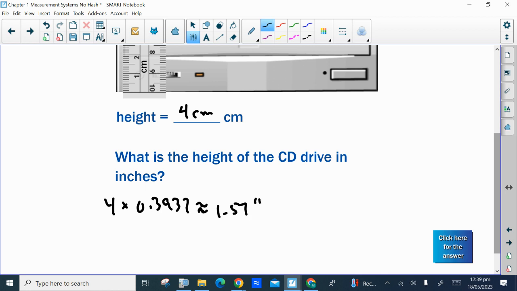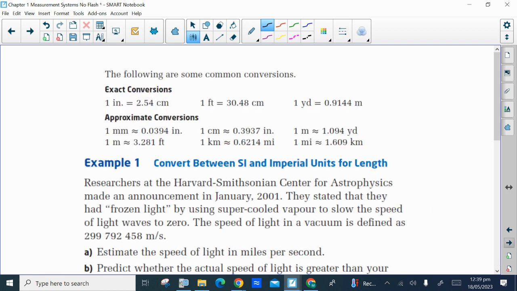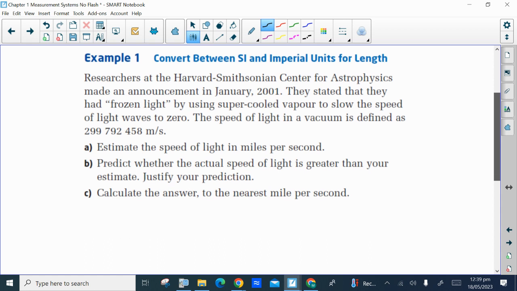I rounded it to 2 decimal places. Didn't tell what to round it to, so I chose and I did it to 2 decimal places. All right, so again, look on the formula sheet, see what the conversion is, and then multiply. In many cases, they're that simple. All right, so we've got some conversions there. I think these are all on the formula sheet, so that's what you're going to be using.